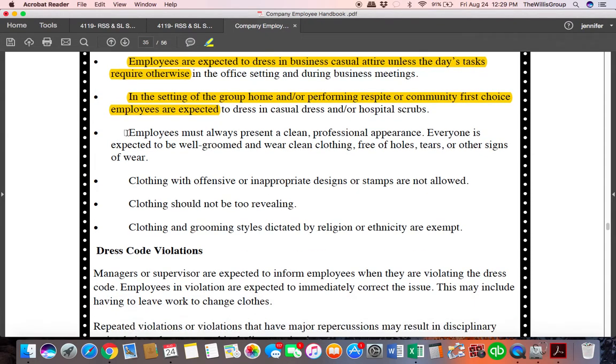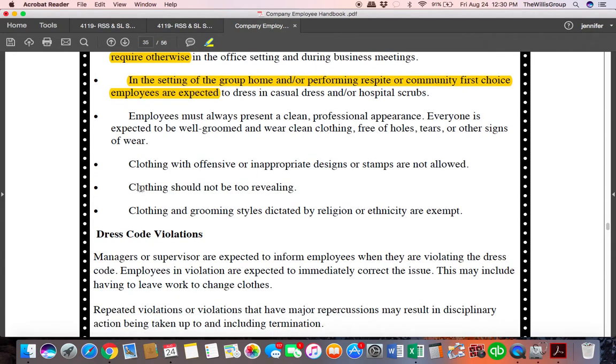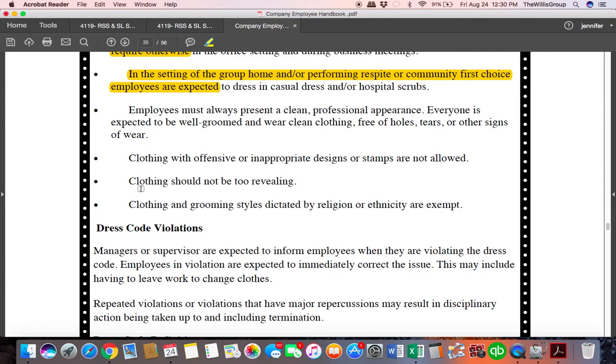We want to make sure that employees always present a clean, professional appearance. So being well groomed and clean, and clothes are free of holes, tears, and other signs of wear. This is extremely important for our individuals who provide hospital sitting services, because again, we are working with other professionals, so we want to demonstrate that we are professionals as well. So no head scarves, no heads wrapped up, no house shoes, no pajamas, no things like that. So again, professional dress.